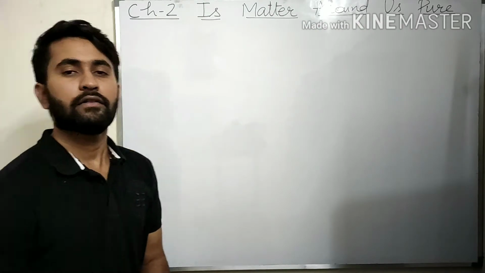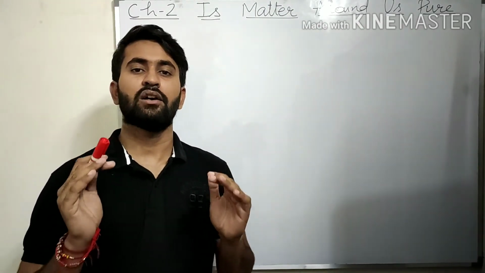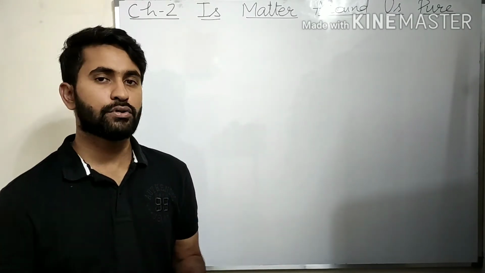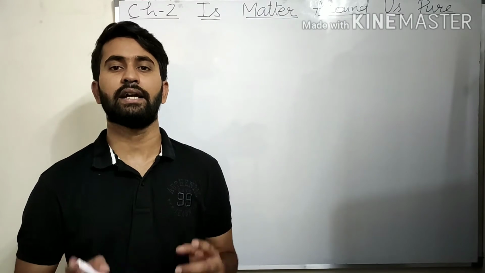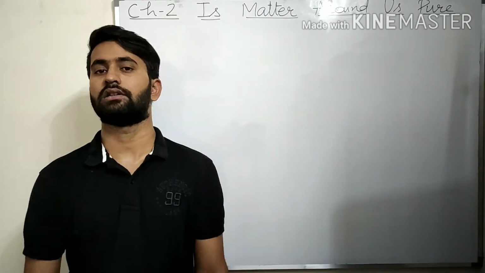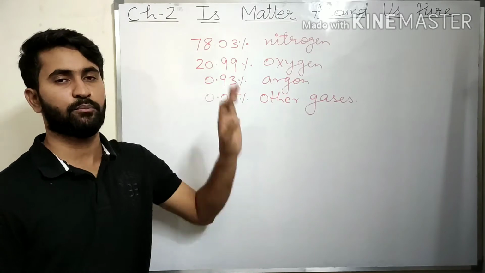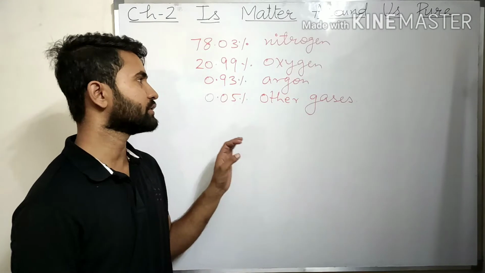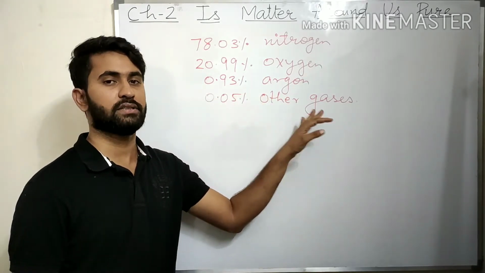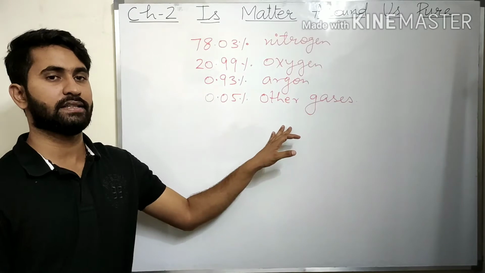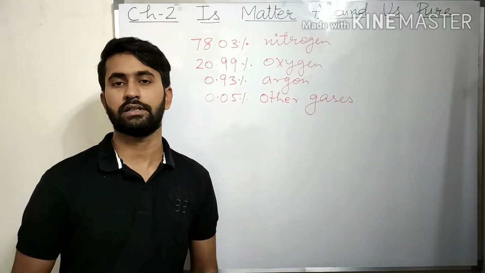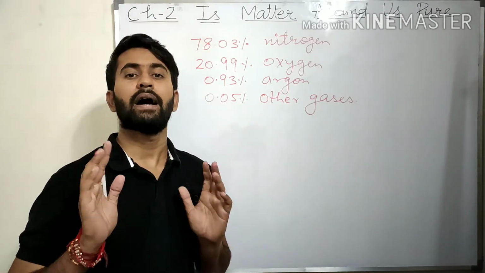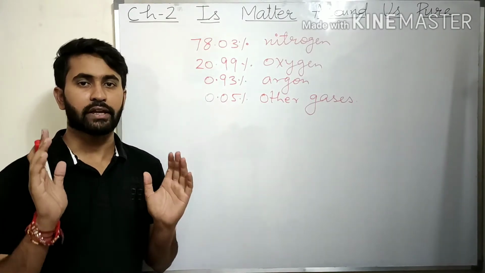We know that air is a homogeneous mixture of different gases like nitrogen, oxygen, carbon dioxide, helium, argon, etc. Air contains 78.03% nitrogen, 20.99% oxygen, 0.93% argon and other gases are in 0.05%. These gases can be separated from each other by the fractional distillation of air.